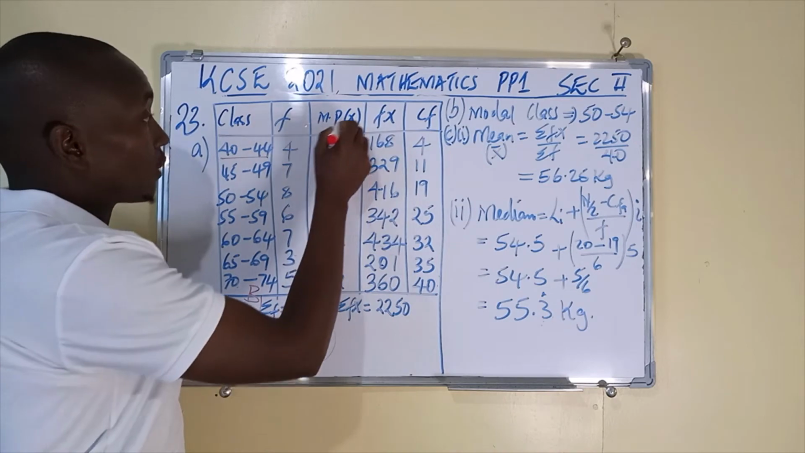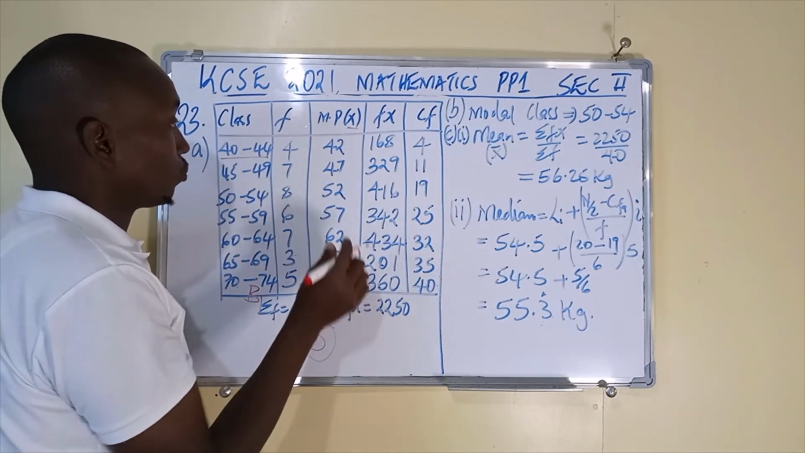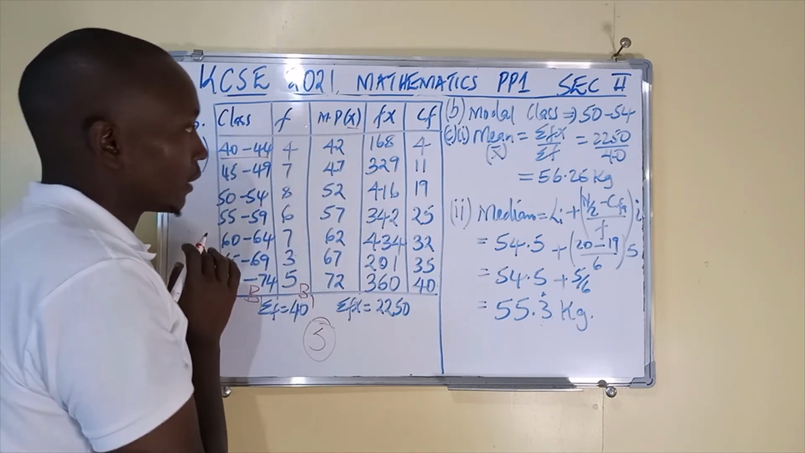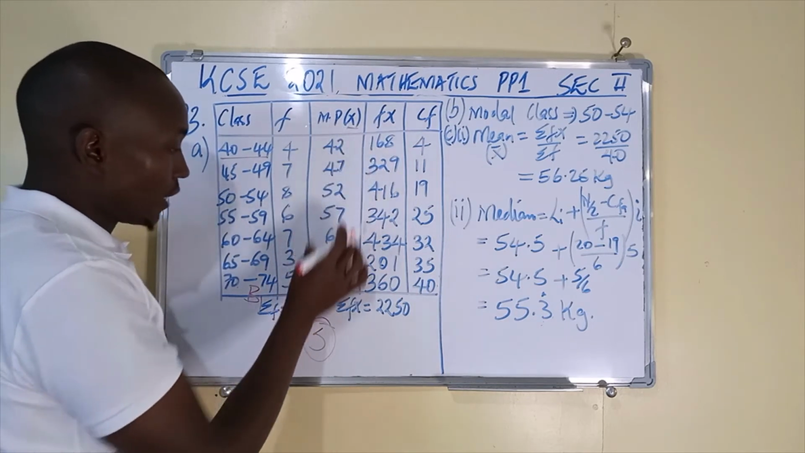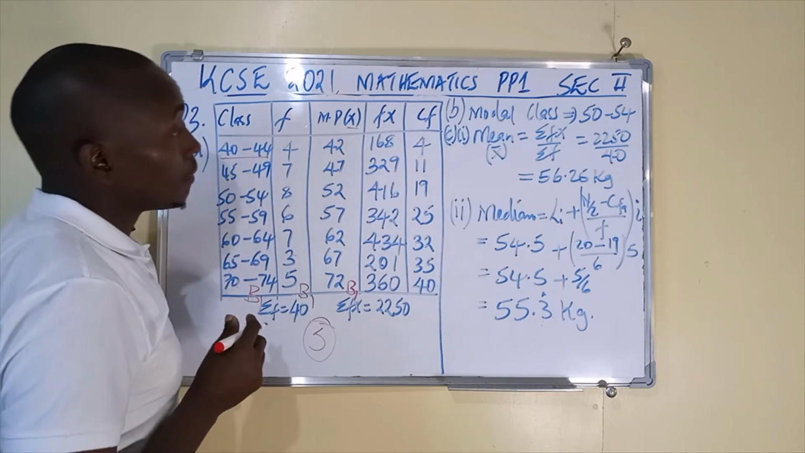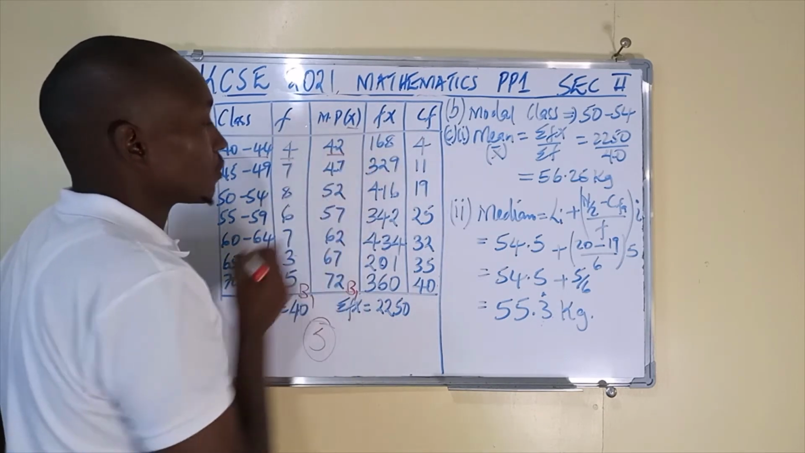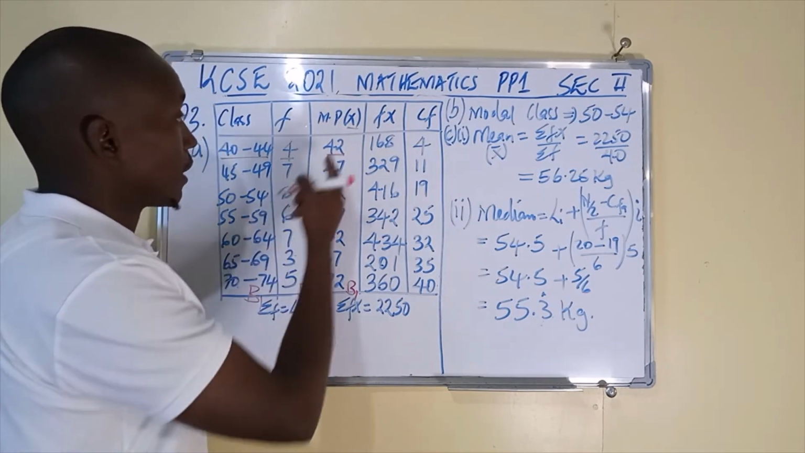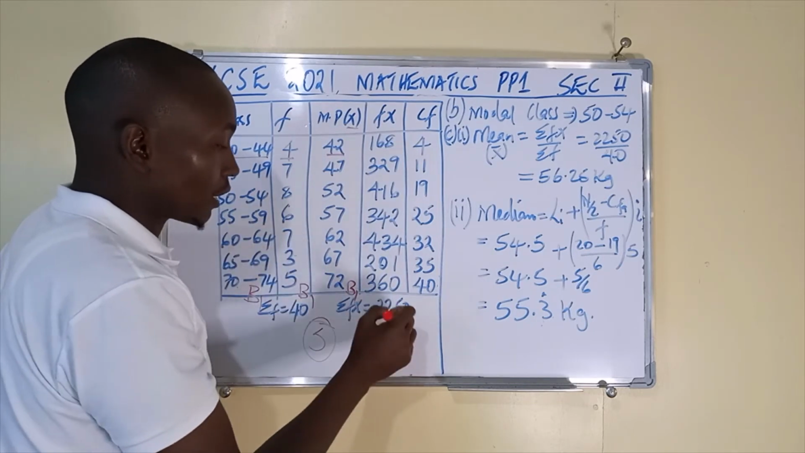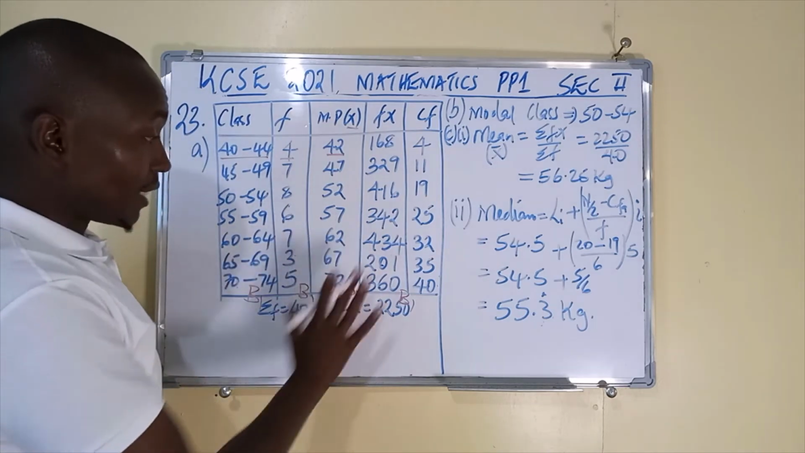Then the student was to work out the value of x, the midpoint, 40 plus 44 divided by 2, all the way. The lower class boundary added to the upper class boundary, divided by 2. Coming up with the midpoints, another bonus point. Then the student was to do fx, the frequency times the value of x, the midpoint. Coming up with all these, including the summation, the student was to score another bonus point. So basically that is the table.